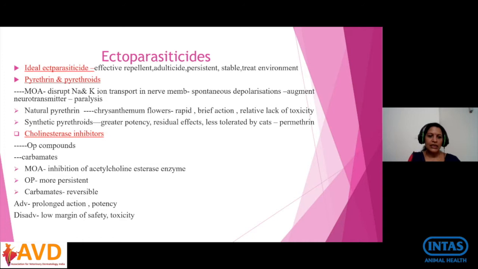Next come the cholinesterase inhibitors, which include OP compounds and carbamates. Their mechanism of action is inhibition of the acetylcholinesterase enzyme. OP compounds are more persistent, and the action of carbamates is reversible. The advantage is prolonged action and potency, and the disadvantage is a low margin of safety and toxicity.